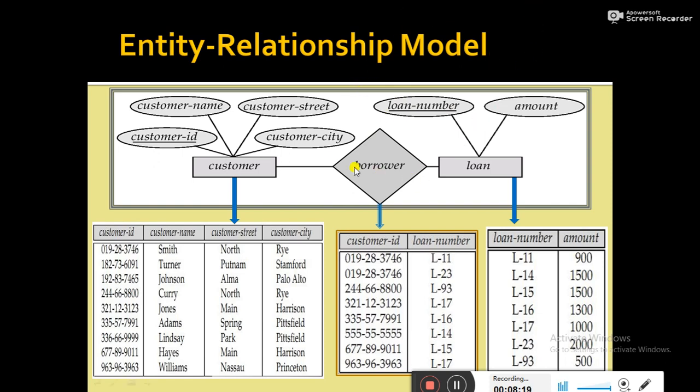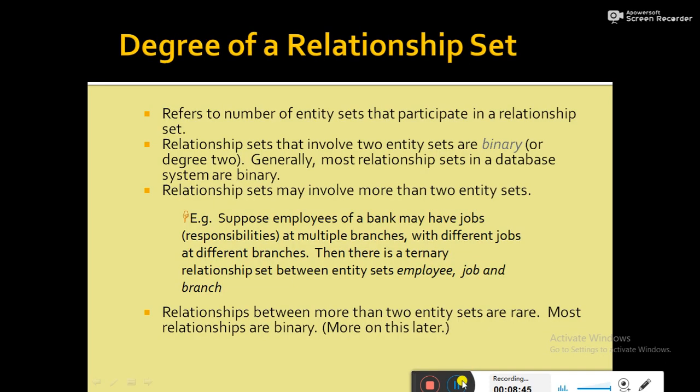Now suppose I have added another entity set over here. It may be anything. Then the borrower relationship set has three entity sets. One is customer, another one is loan, and suppose I have added another entity set. Then the degree of borrower relationship set would become ternary. I will discuss the ternary relationship set and the corresponding example in my next lecture.